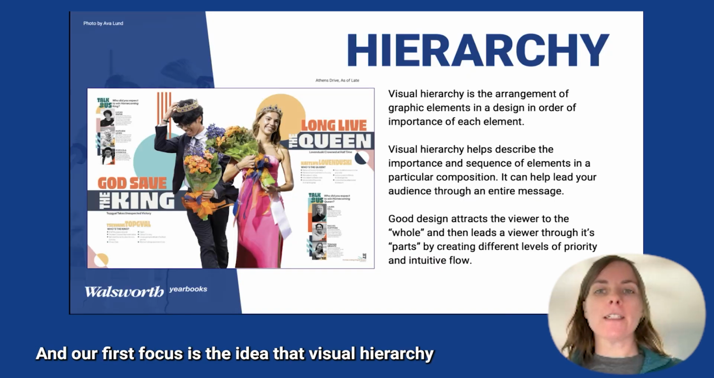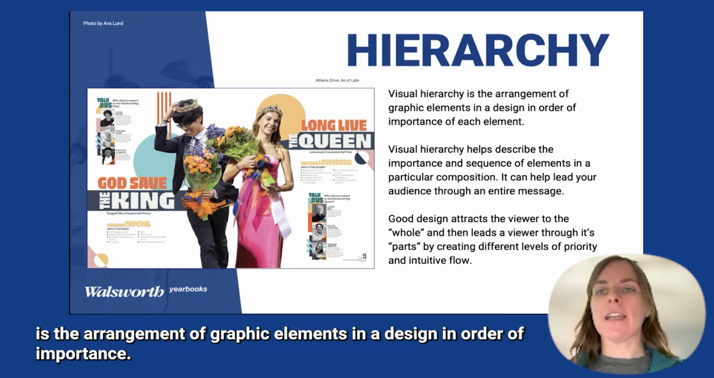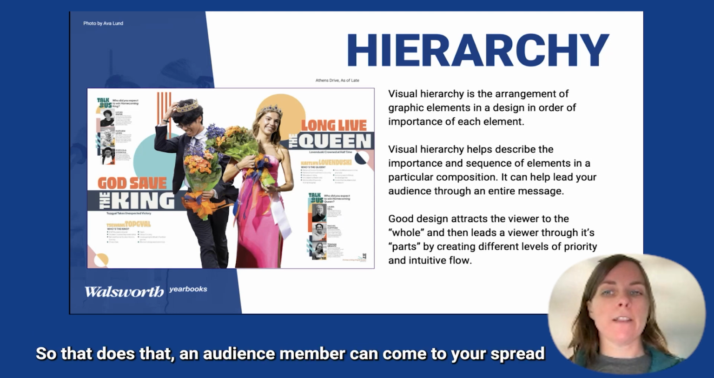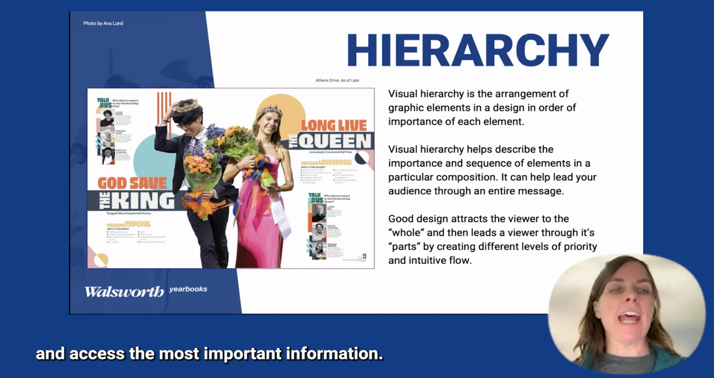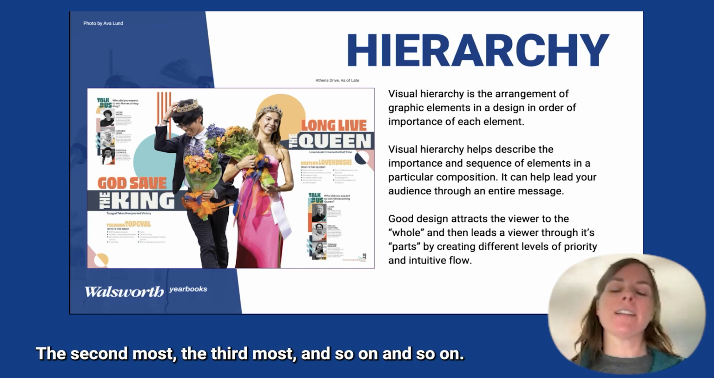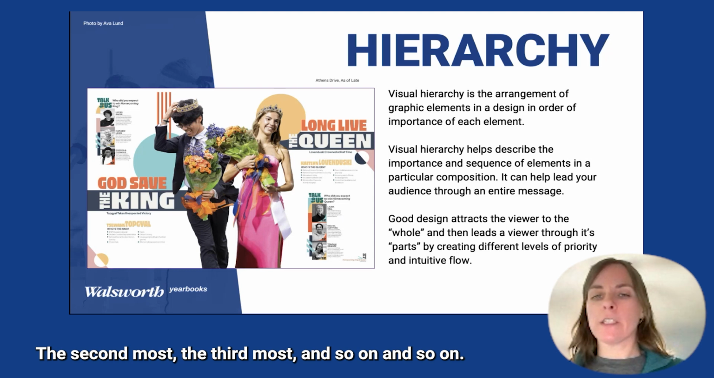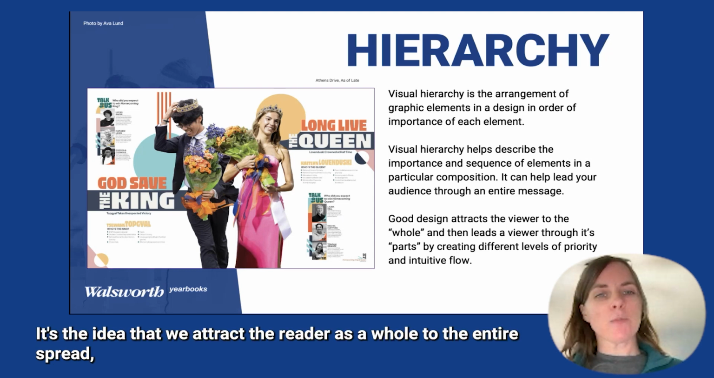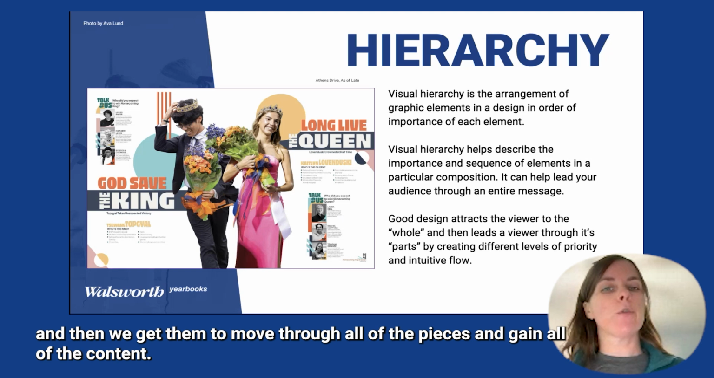And our first focus is the idea that visual hierarchy is the arrangement of graphic elements in a design in order of importance. It's the reading order of your spread so that an audience member can come to your spread and access the most important information, the second most, the third most, and so on and so on. It's this idea that we attract the reader as a whole to the entire spread, and then we get them to move through all of the pieces and gain all of the content.